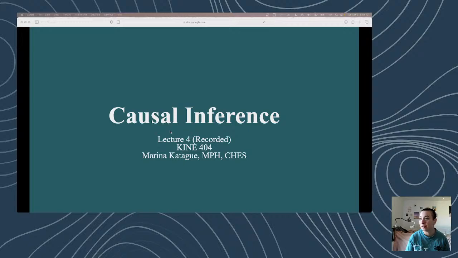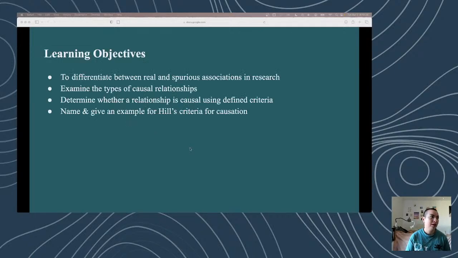But we are learning about causal inference. So once we know that an association is strong, how do we know if it's causal? Basically is what we'll be talking about today. Our learning objectives are to differentiate between real and spurious associations in research. I probably won't overlap with what you've learned in 303 Kines majors. To examine the types of causal relationships, to determine how to determine whether a relationship is causal using defined criteria, and to name and give an example for Hill's criteria for causation. In fact, on your homework, you'll give me 6.